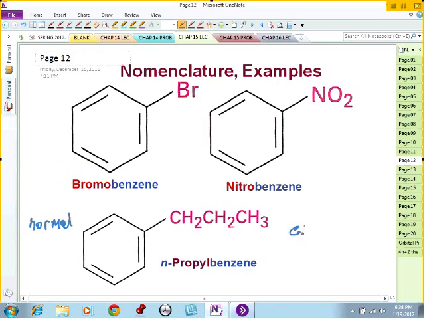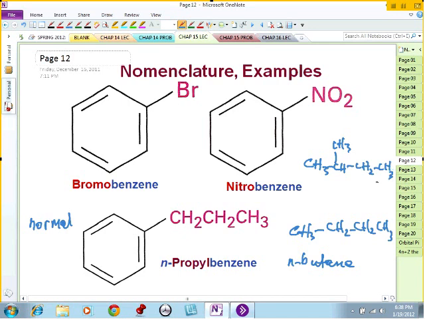For example, if I have this, I will call this N-butane. In other words, there is no branching in the butane molecule, it's simply a straight chain molecule. As opposed to if you have this here, that is a branched butane. So this is N-butane and this is branched. So the N stands for normal. This simply means that it is an N-propyl benzene, meaning that it is three carbon atoms joined together in a linear fashion.